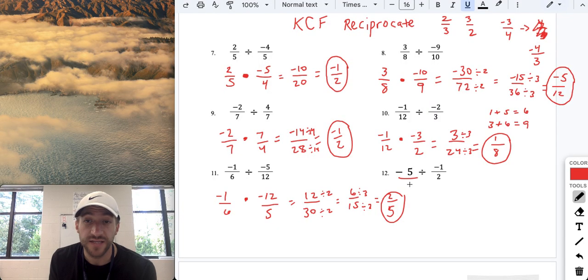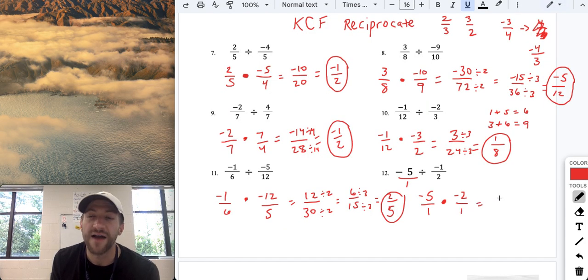The next one, now this doesn't have a denominator, but every whole number, even if it's negative, still has a denominator of 1. We just don't have to write it. So I'm going to rewrite this, negative 5 over 1. Keep that number the same. Change division to multiplication. Flip the second fraction or reciprocate it. So now I have negative 5 times negative 2 gives me positive 10 over 1. And if any number is over 1, that number is really just a whole number. We never have to write the denominator of 1. So that number is just 10.